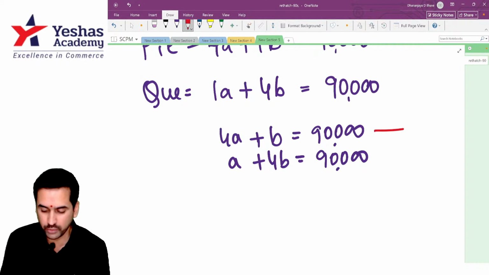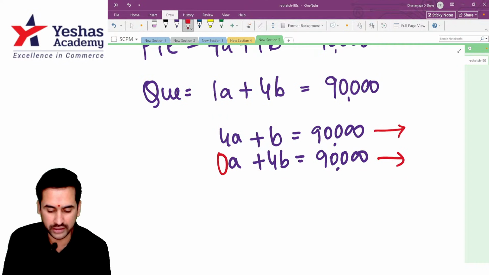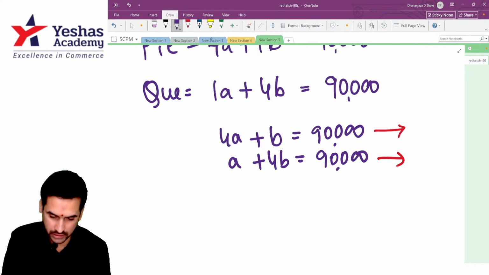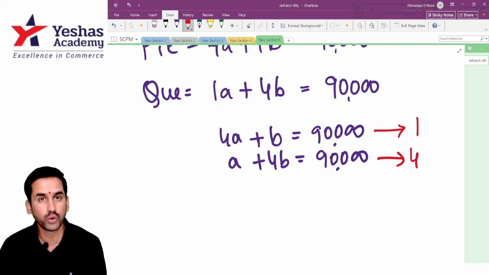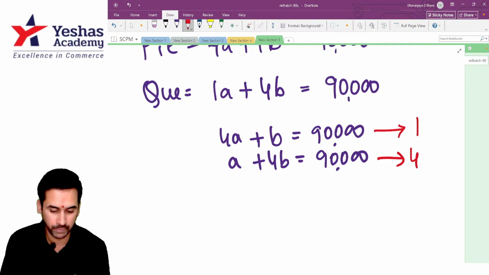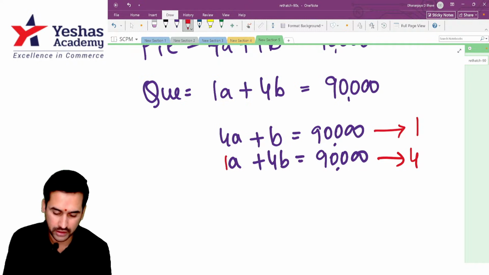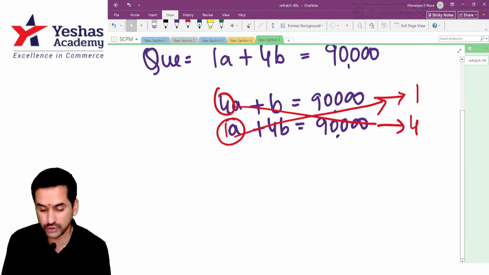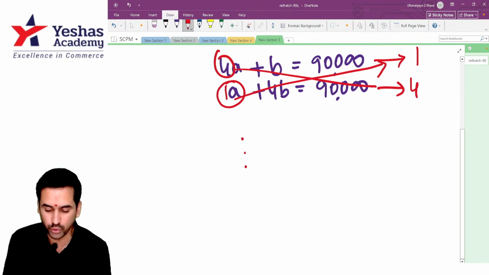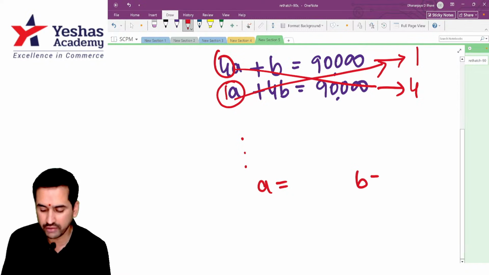Remember how to do an equation. You have to take a common factor and multiply. Correct? So this is 1A, so I'll multiply this with 1, and this is corresponding 4A, so I'll multiply with 4. Remember, A means 1A. So this factor I'll use here, this factor I will use here. With this, what will happen? You will be able to find out the value of A and value of B.